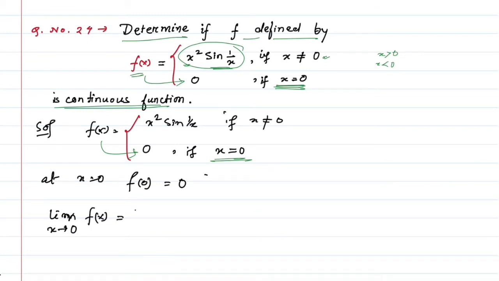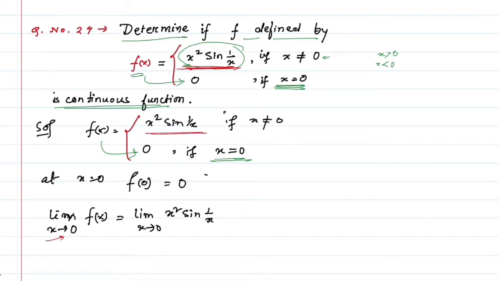So if we find this, limit x tends to 0, here f of x, since x tends to 0 and x is not equal to 0, that is why in that case f of x is given by x square into sine of 1 by x, as you see in the given question. So x square sine of 1 by x.